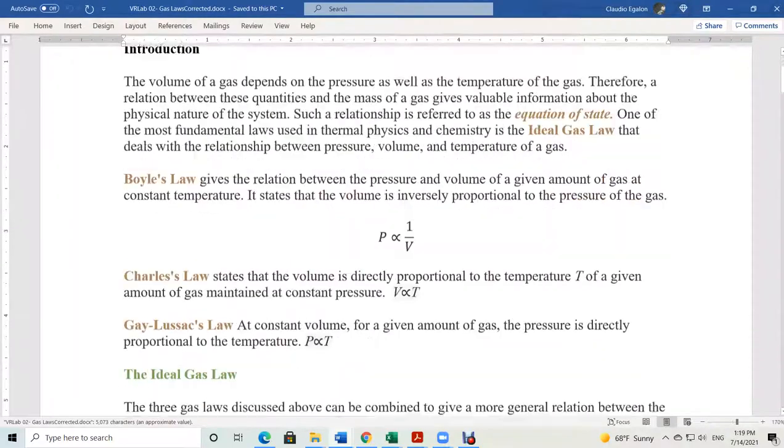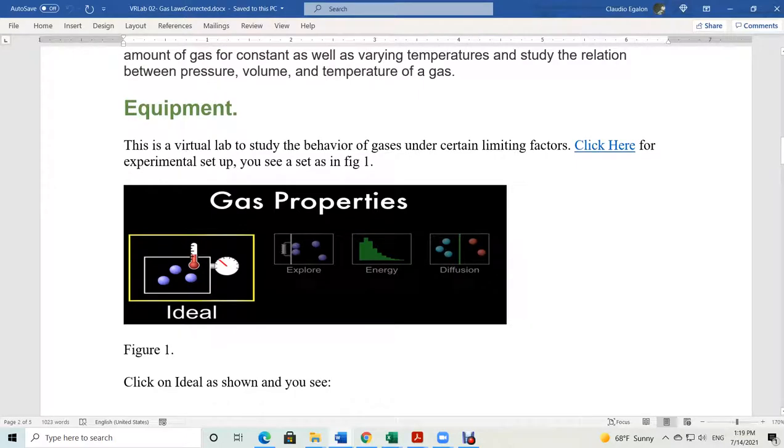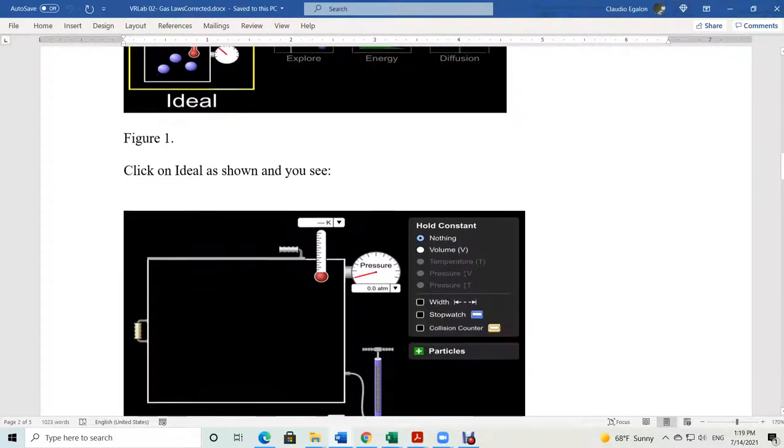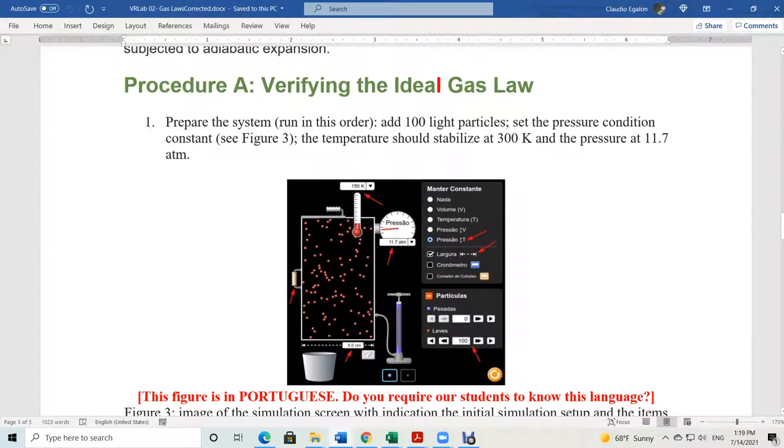Let me get a different handout here. Don't forget that there are some mistakes in this. What you see right here is my own corrected handout. Everything that's in red is a mistake. Prepare the system. Add 100 light particles, set the pressure condition constant. The temperature should stabilize at 300 Kelvin and the pressure at 11.7, okay?